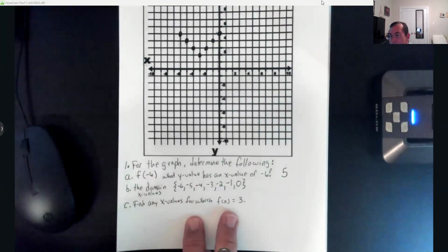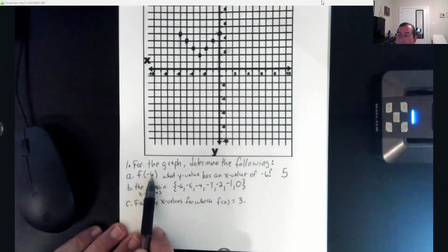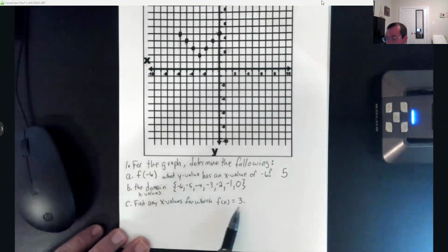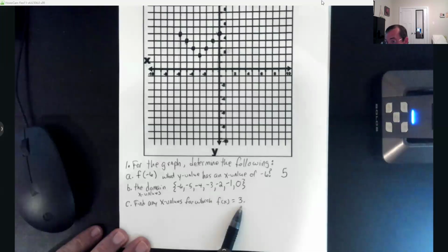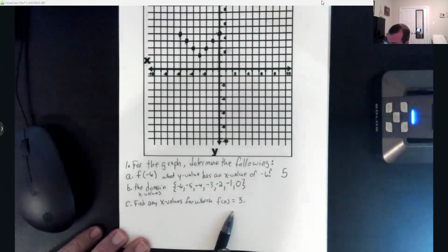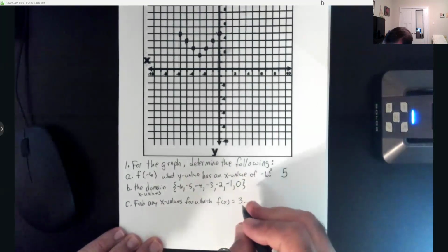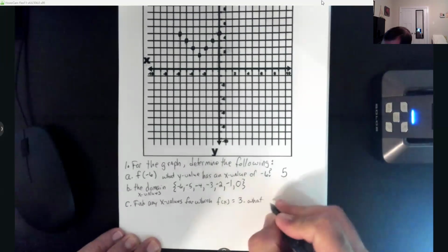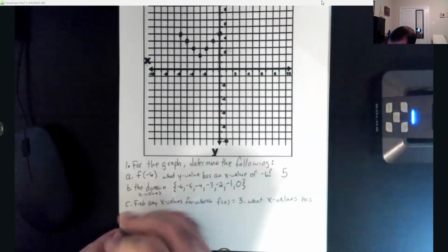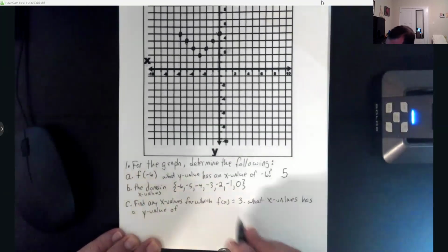So this question is the opposite of question A. On question A, they gave me the x value and wanted me to find the y value. Well, y'all, here they're giving us the y value and they want us to find the x. So for that one, we're really looking for what x value has a y value of, what was that, 3?